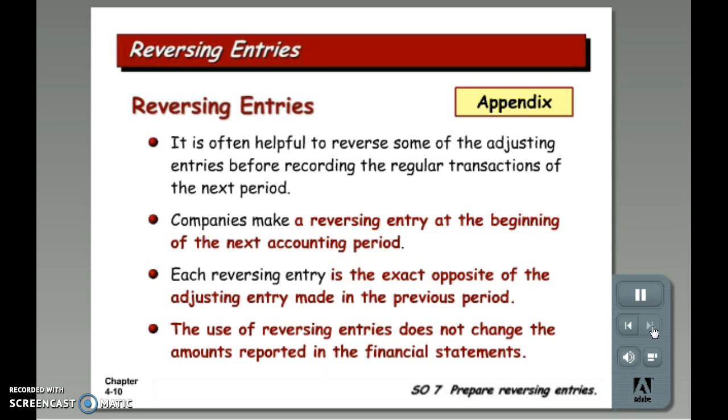The following is an example. On December 31, 2010, an adjusting entry for the accrual of salaries involved debiting salary expense for $1,000 and crediting salary payable for $1,000. The reversing entry on January 1, 2011 would be the opposite. Debit salary payable for $1,000 and credit salary expense for $1,000.